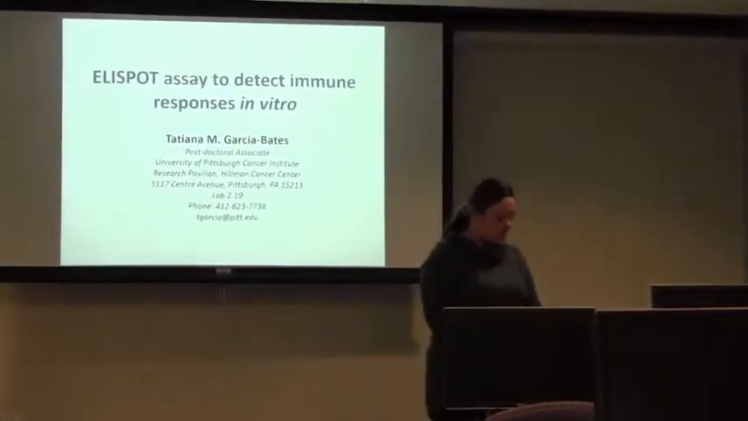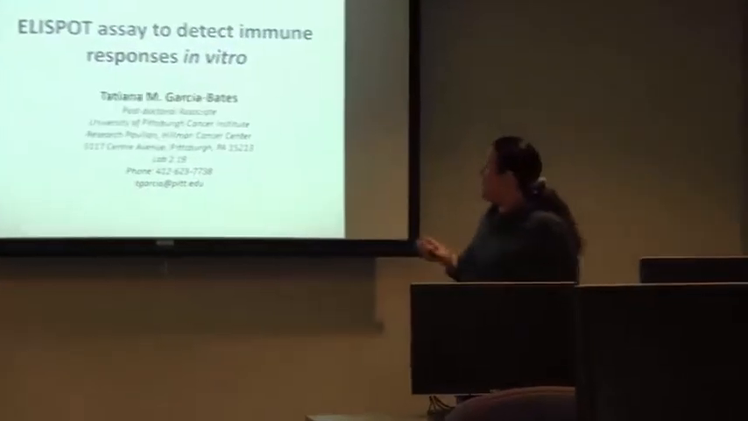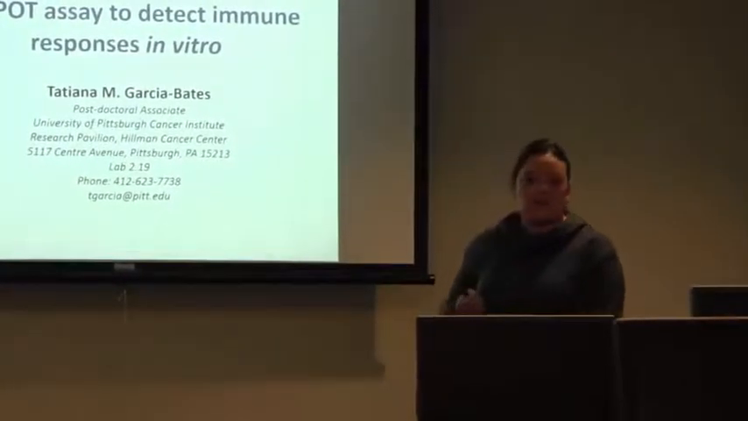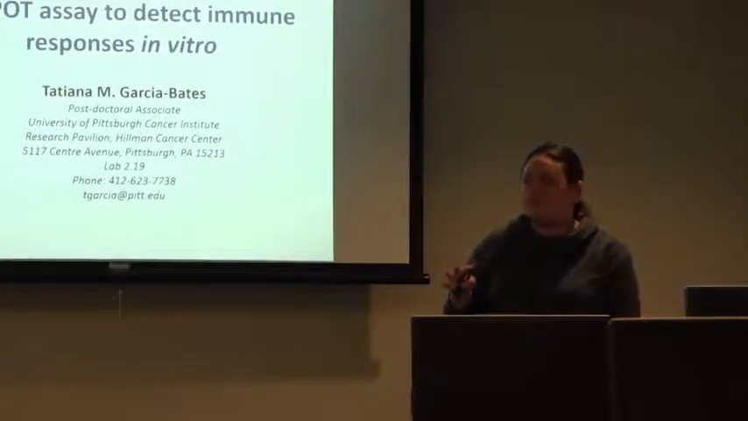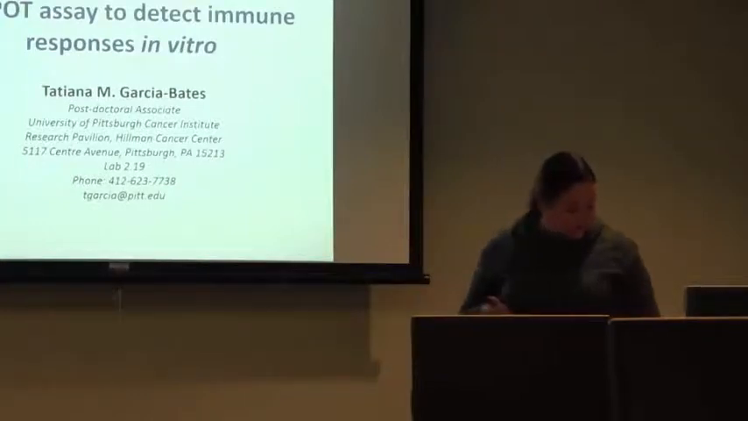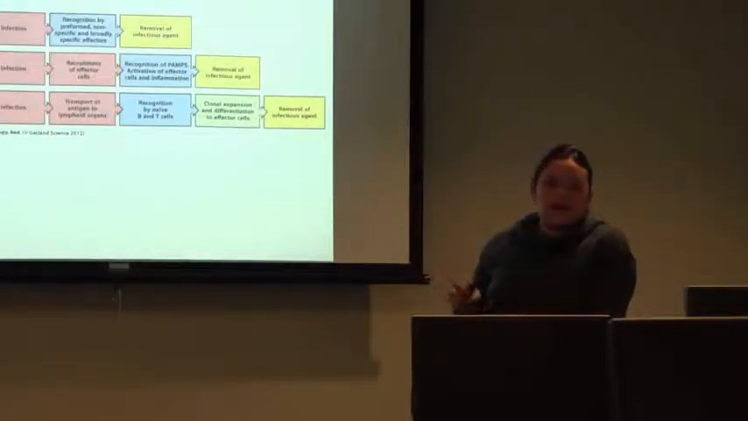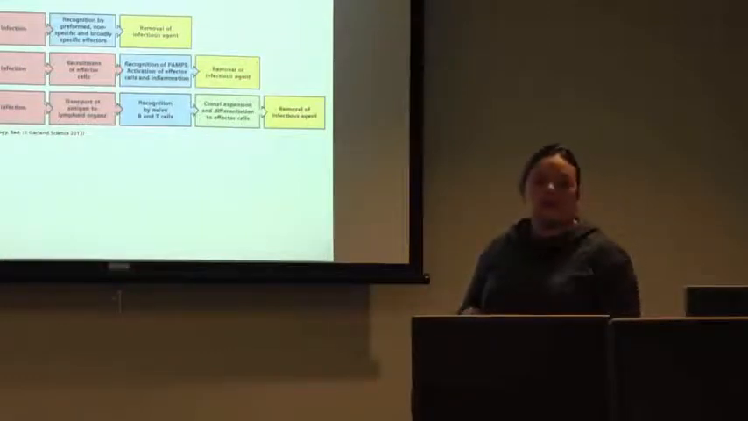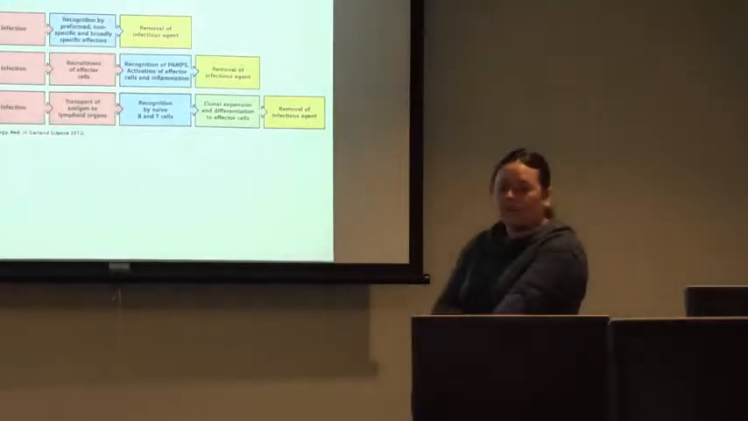So I'm going to be talking about how to do an ELISPOT assay to detect immune responses in vitro. But I'm going to be focusing mainly on the humoral immune responses when looking at ELISPOT assays, just because that's kind of where my expertise is. Before I go into how the assay is done, I would like to give a brief introduction into how immune responses happen in the body after they encounter a microorganism.